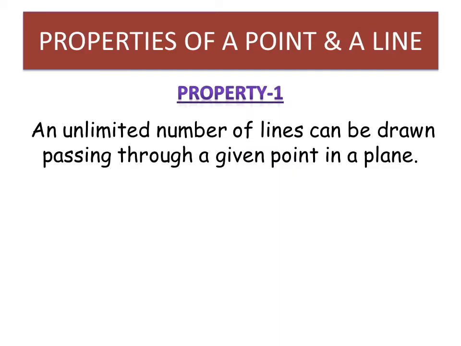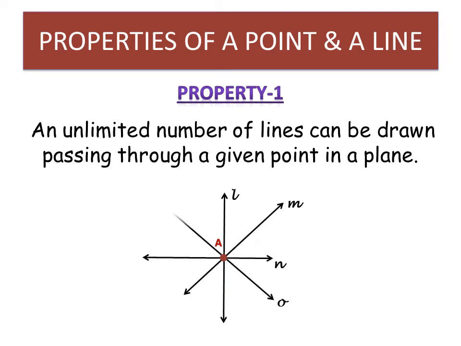Property of a point and a line. First property. An unlimited number of lines can be drawn passing through a given point in a plane. For example, we can draw many lines passing through a given point A like L, M, N, O, etc.